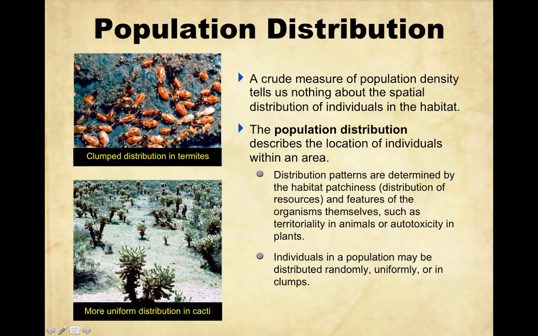So if they're uniformly distributed, they have limited resources and they want to spread apart as much as makes sense so that they can get the most amount of resources. And with termites, again, relatively limited resource, but they're all clumping together to get at that resource.